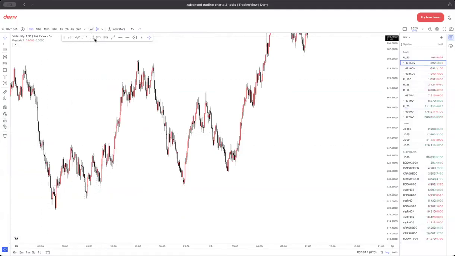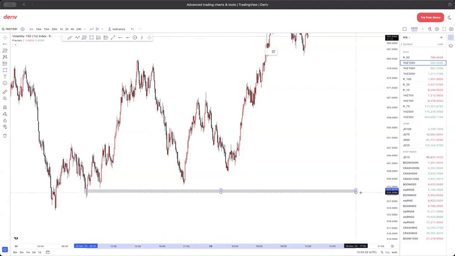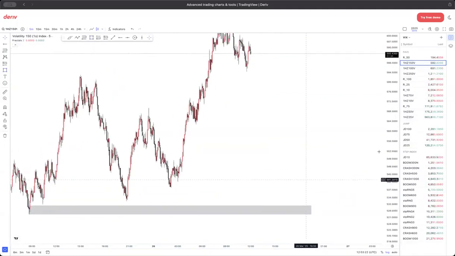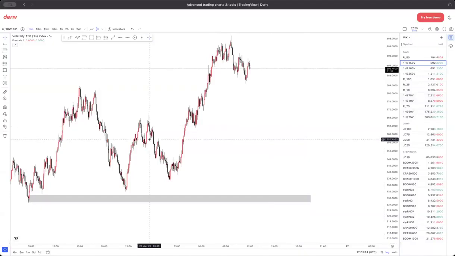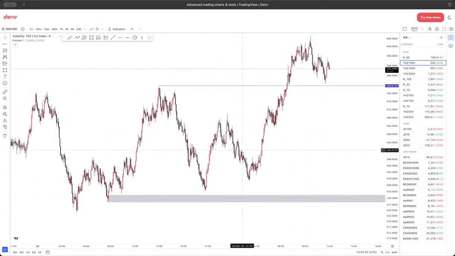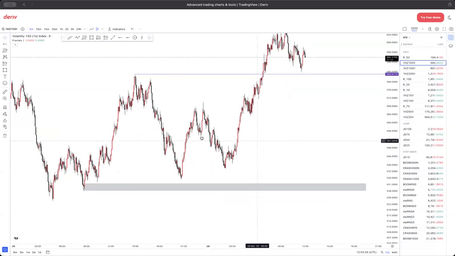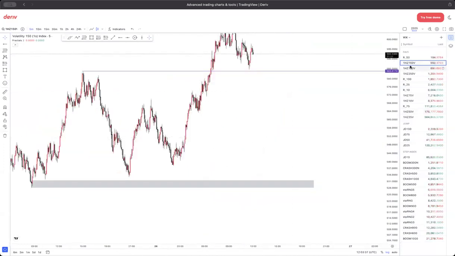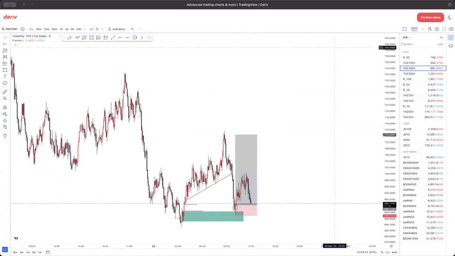Price has just been ignoring my POI on V150S. I had this POI ever since. Price didn't come all the way down here. See what it's doing. It came up, it bought, ignored again, and it has smashed targets. Swallow, swallow, swallow. All right, so that's that for that.